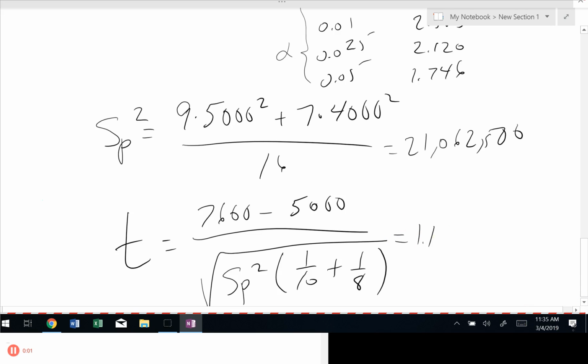1.194. Okay. So 1.194 would tell us that it'd be option E, right? We accept H naught at 5% significance, because it's certainly not bigger than any of those significance levels that we had looked at. Is that one okay?